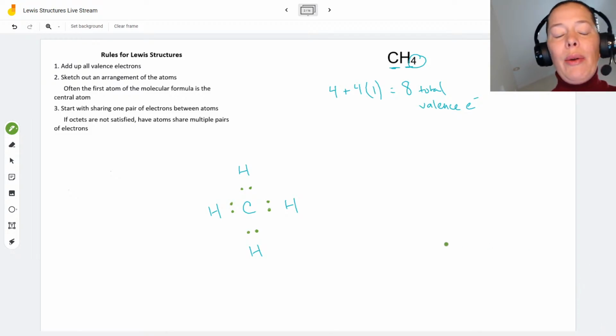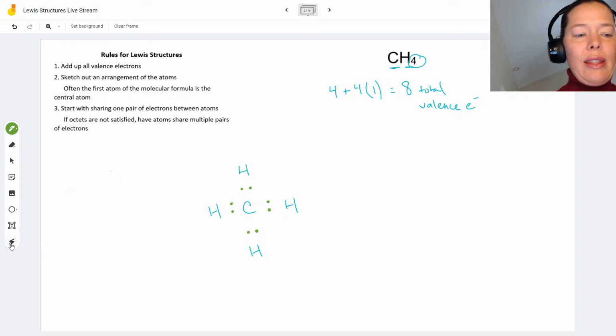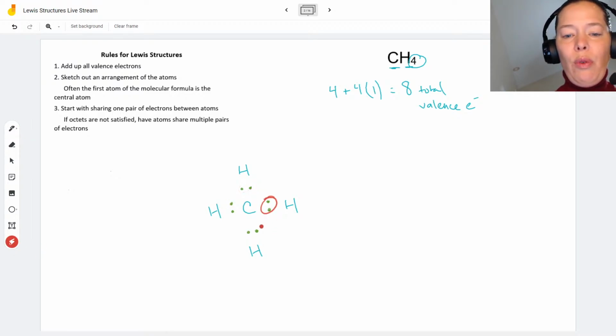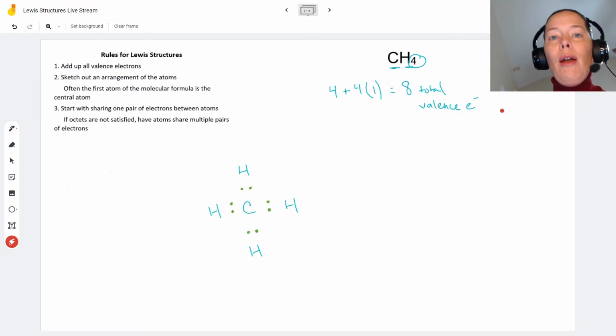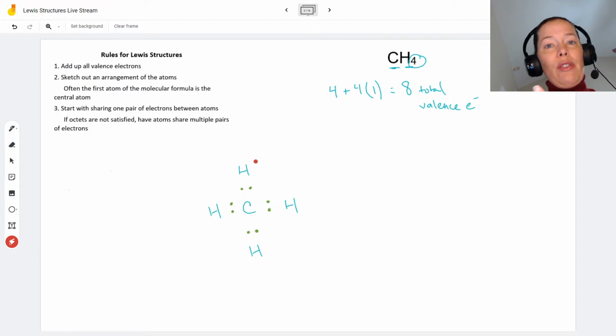Okay, so now I'm going to see how many electrons I have used at this point. Well, I've used 2, 4, 6, 8. I have used all of my valence electrons. Okay, so now I want to check and make sure that all octets are satisfied. Now, one thing to remember here is for hydrogen and also for helium, although you don't see helium very often, they only need 2 electrons actually to have the octet satisfied. That gives hydrogen a full outer shell. Remember, hydrogen only has the 1s orbital and it can only hold 2 electrons.